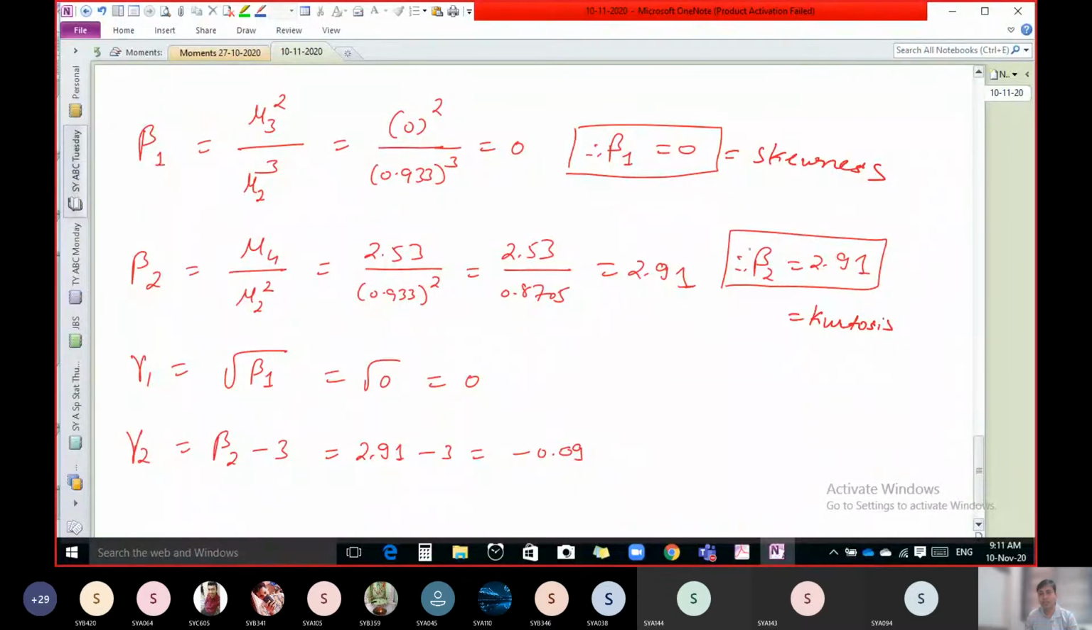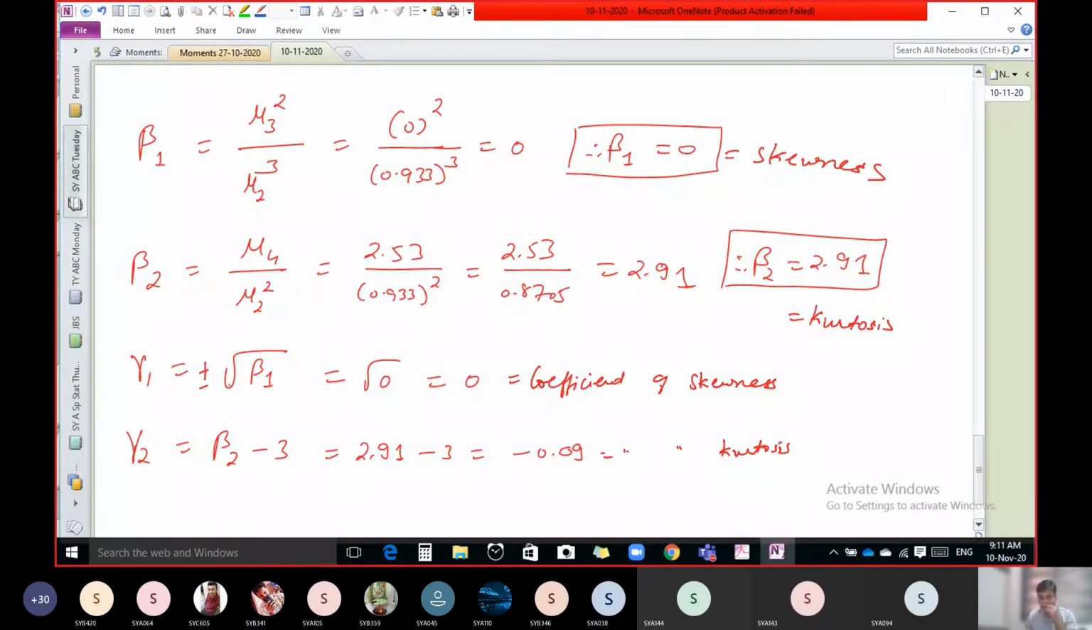Sometimes instead of beta 1, beta 2, we have to find out gamma 1 and gamma 2. This gamma 1 is known as coefficient of skewness, and gamma 2 is known as coefficient of kurtosis. So gamma 1 is nothing but square root of beta 1. Here the sign should be plus or minus 1. It depends on beta 1. If beta 1 is positive, you have to take positive value. If beta 1 is negative, you have to take negative value.